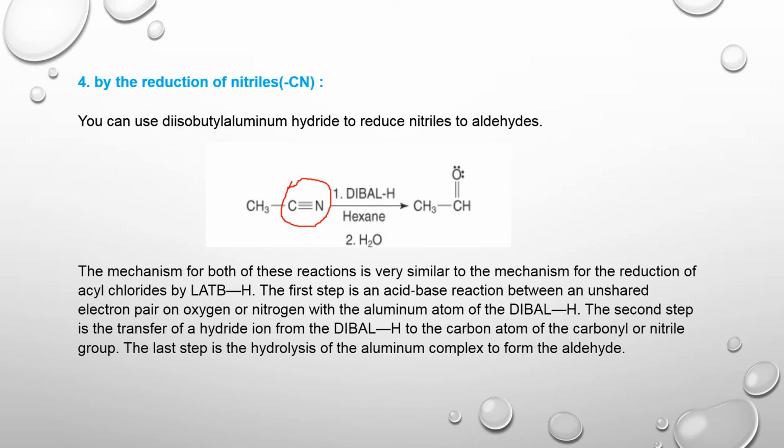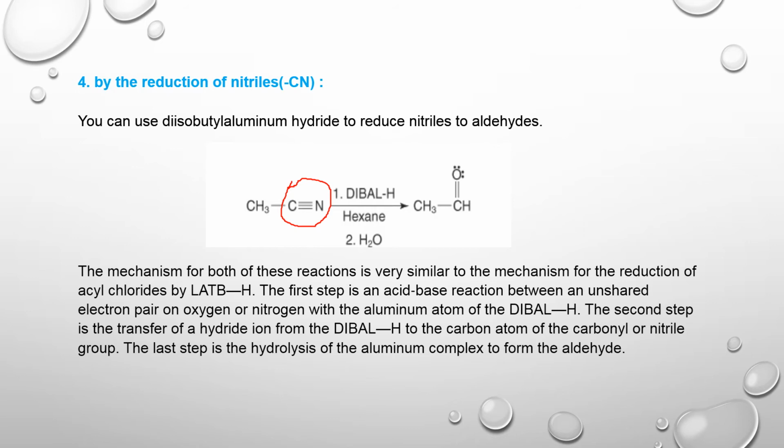The mechanism for both these reactions is very similar to the mechanism for the reduction of acyl chloride, which we have just discussed in the earlier slide. With the help of LATB hydrides, we reduced acyl chloride to aldehyde. In the same fashion, this nitrile group is also reduced to aldehyde.